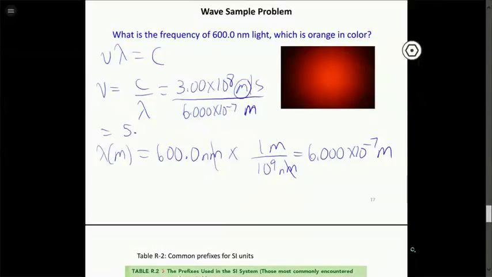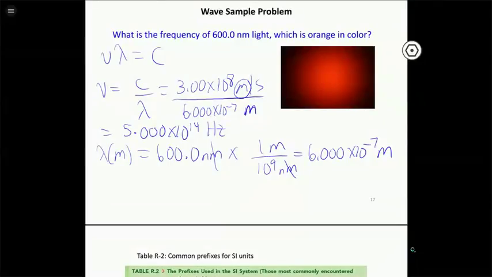When we plug the numbers into our calculator, we get... Also, make sure you practice with whatever scientific calculator you're going to use, because every scientific calculator has slightly different syntax for exponential quantities, and starting right off the bat, we're going to use a lot of those scientific notation type quantities, so make sure you know how to do that on your calculator. This comes out to 5.000 times 10 to the 14th hertz.